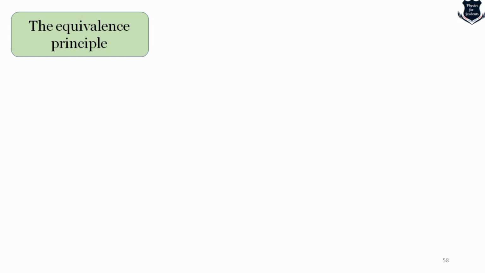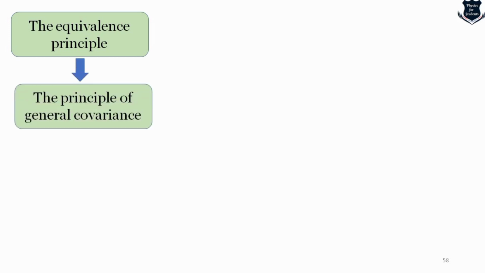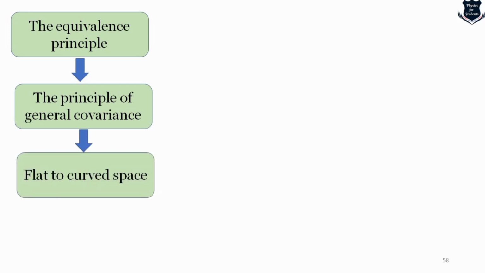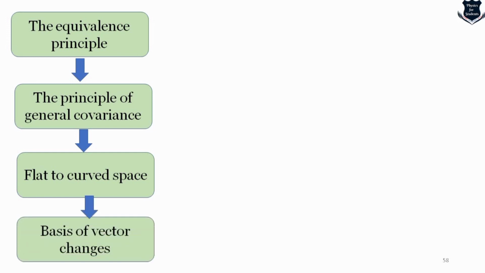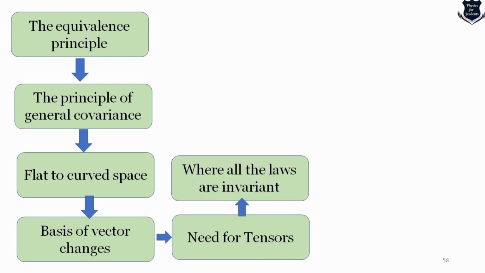So we started with the equivalence principle, gravity and inertial frame of reference. Then we went to the principle of general covariance, which tells that the laws of physics should co-vary. That means we will be able to measure them in a proper predictable way. So we moved then to the flat or the curved space, and we faced a problem. What were the problems? That the basis of the vector changes, whereas the normal vectors remain the same. Because the basis of the vector changes in the curved space and things need to be formed in a covariant manner, we need tensors. And why tensors? Because the laws will be invariant. It will be easy for us to do the mathematical calculations.